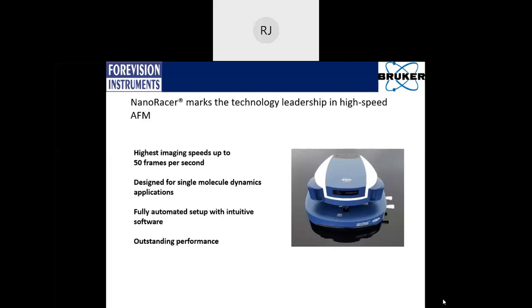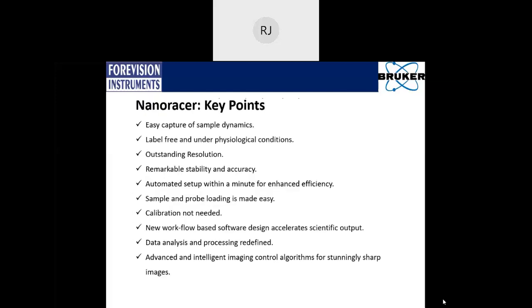I would like to go deeper into these specifications. It is designed such that your sample dynamics can be captured in a very fast and easy way, and it gives you a situation where you can work in real physiological conditions. You want to put your proteins under physiological conditions to observe and understand their real-time behavior. So you will get that, and with that you will get outstanding resolution. You need not compromise on outstanding resolution, and this will be possible because we have high stability and accuracy. Only then can we get high resolution and reproducible results.